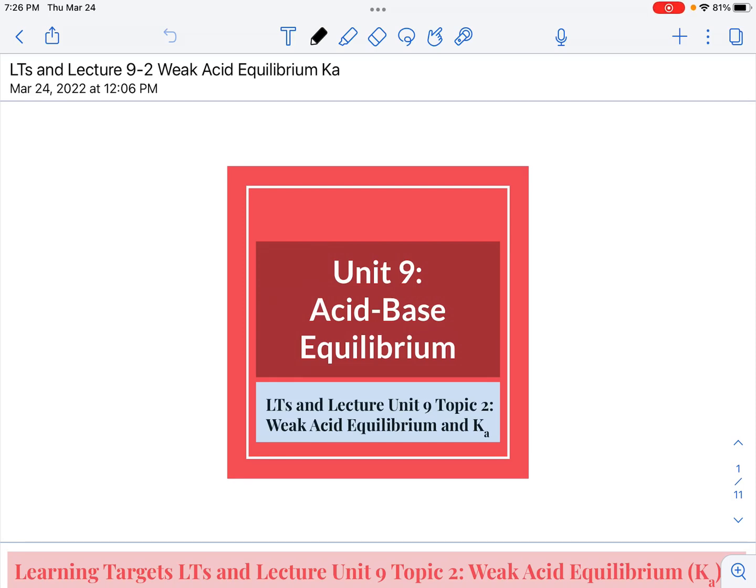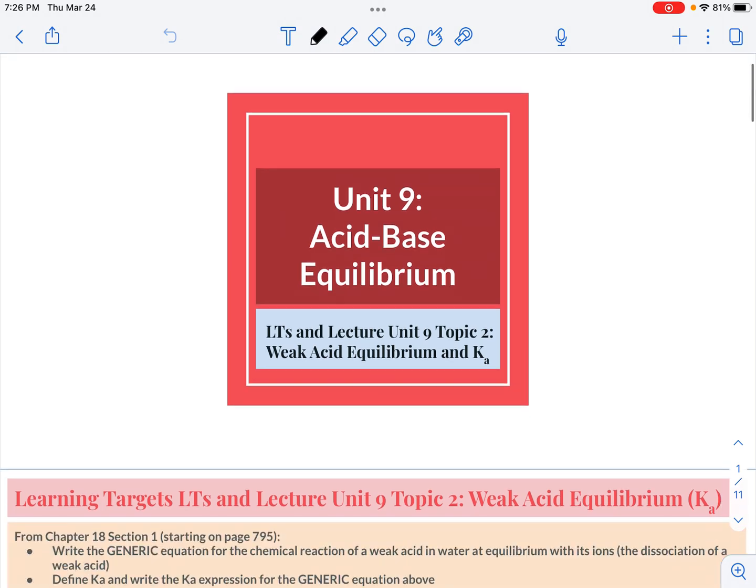This is lecture 9.2, which is actually the beginning of equilibrium with acids and bases. So we're going to put together what you learned about pH and pOH and concentrations with what you know about equilibrium and equilibrium constants. And we're going to learn about Ka, which is the equilibrium constant for a weak acid at equilibrium.